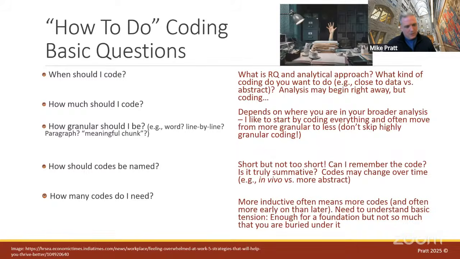So have a lot of codes at the start. If you're starting to get overwhelmed by them, my suggestion is to go back and aggregate some of your codes into broader categories to make it a more manageable number. But in general, more codes at the beginning is probably better. It is better than not enough.